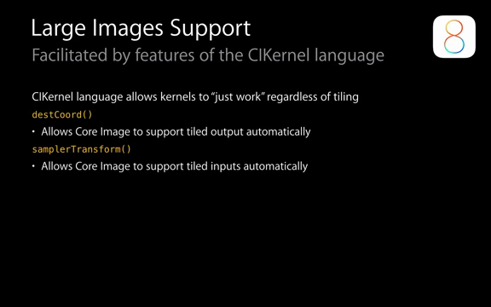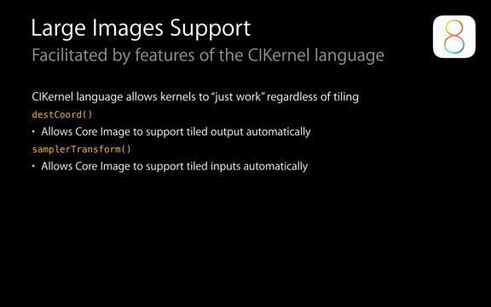The first is a function called destCoord, or dest_coord. And that allows Core Image to support tiled output automatically. It basically allows your kernel to see the destination coordinate in the native image's space, even though we may only be rendering a given tile at a time.